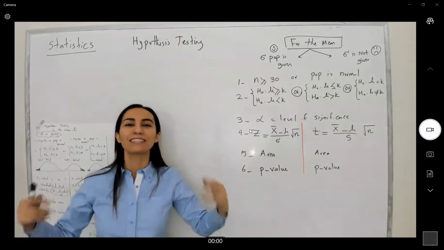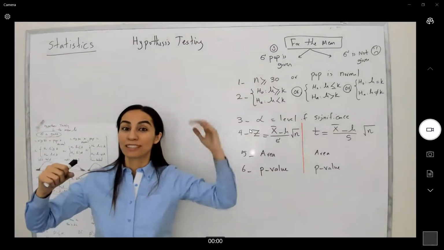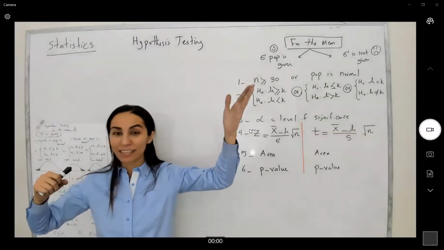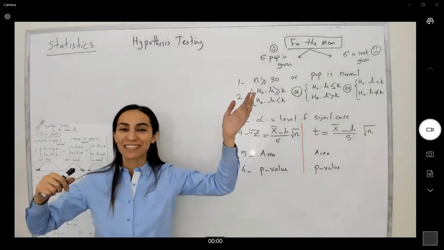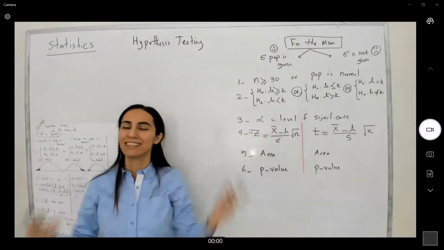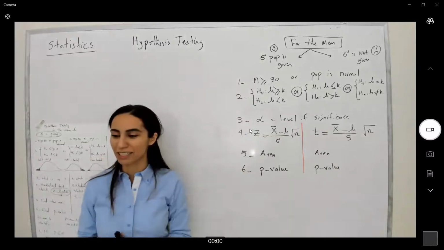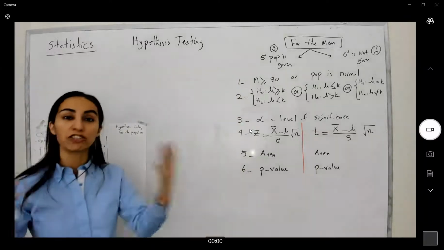It is the probability of obtaining a sample statistic with a value as extreme or more extreme than the one determined from the sample data. Very good. Excellent. Thank you, Adnan. Thank you, class. Thank you so much. That's the definition of p-value.